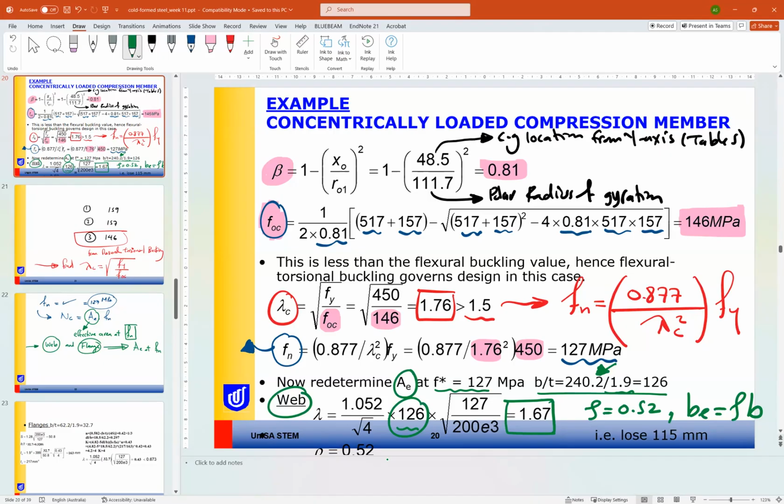So this means that we lost 115 millimeter of the web due to the compression or the buckling of this web. So b effective in this case will be rho times b, where rho is 0.52.